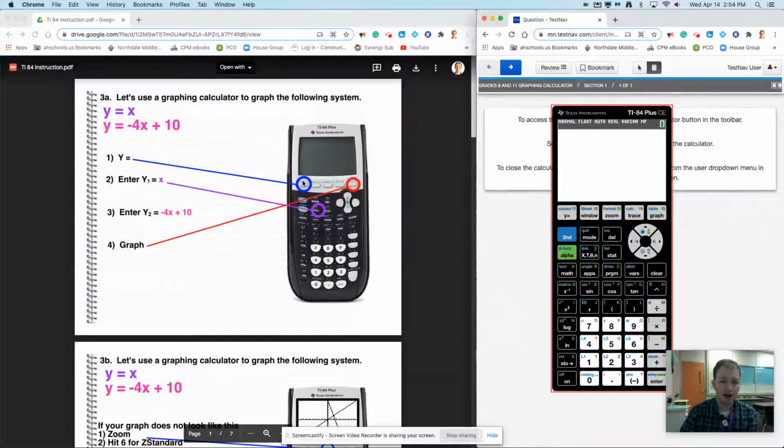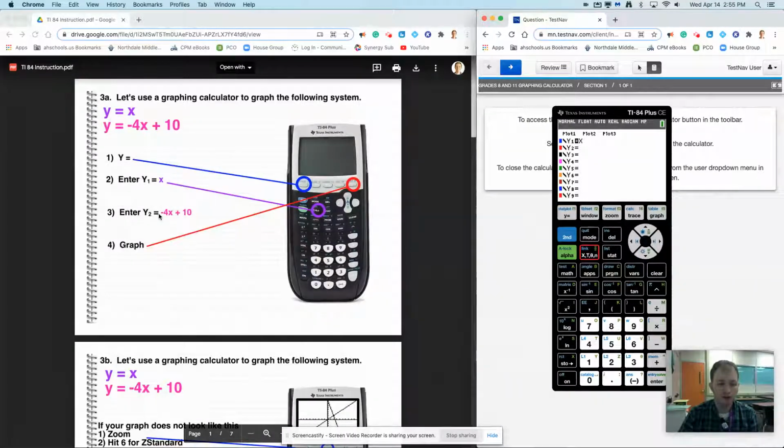You'll click the y equals button, which is right here. Then it says enter in y1. We'll want to enter the equation y equals x. The x button on the TI is right here, right next to the alpha key. I'm going to click and hold it there, you see I'm highlighting it red. So there's our first line, y equals x.